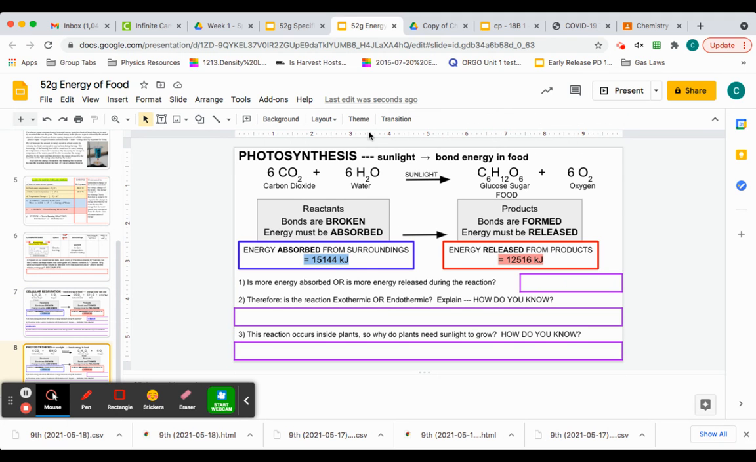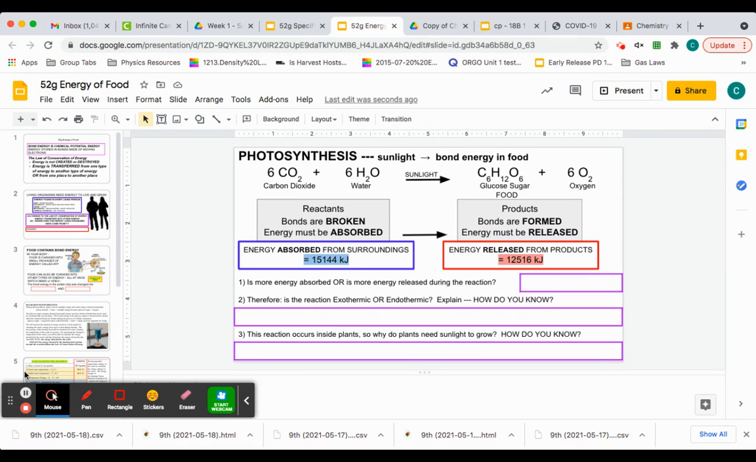And then lastly, we have photosynthesis here. This one you guys can do on your own. It's following the same little format there. And that is what we have. Good luck. Try your best.